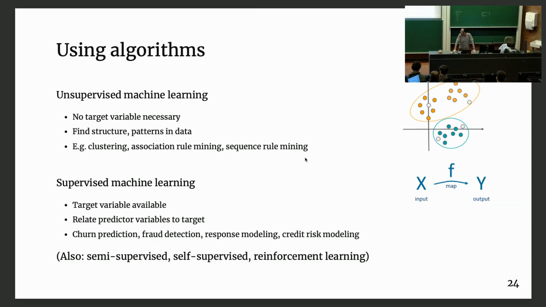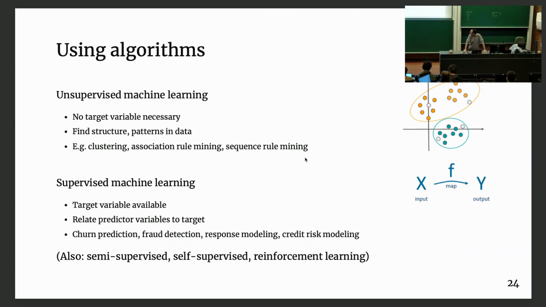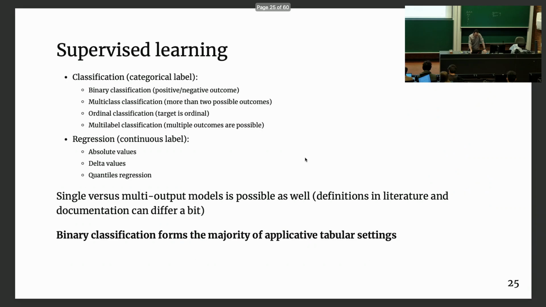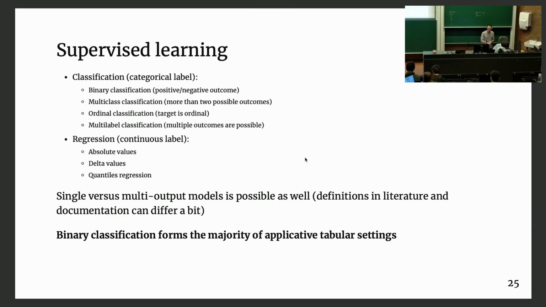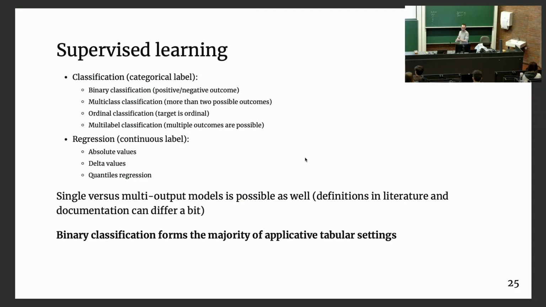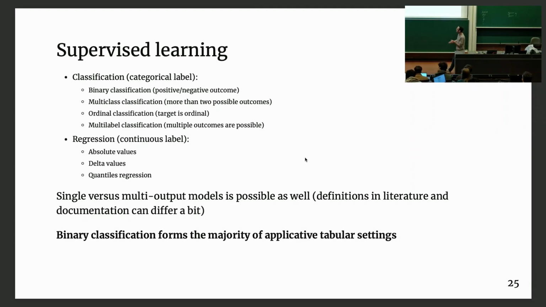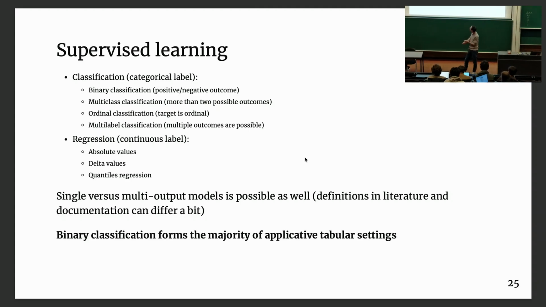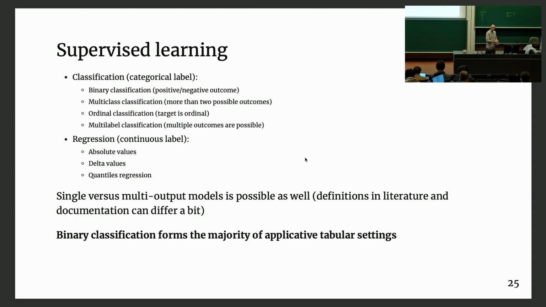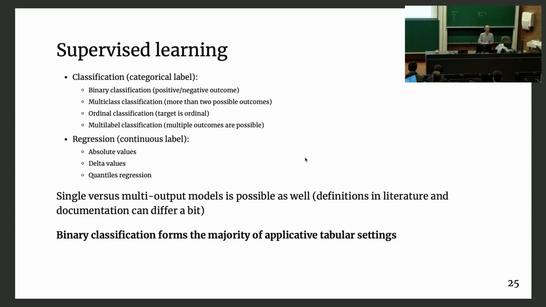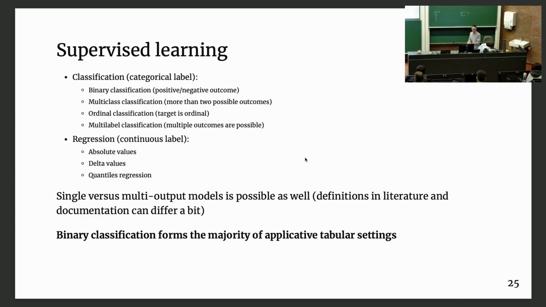So yes, there is also semi-supervised, self-supervised, and reinforcement learning. We'll talk a little bit about that later on, but these are the two main types. Supervised learning you can, of course, categorize further. One type is called classification, where you have a categorical label: binary, multi-class, ordinal, multi-label, as I already mentioned. If you have a numerical target that you try to predict, then you talk about regression models or regression learning.